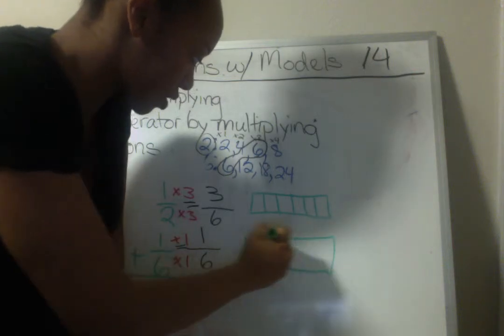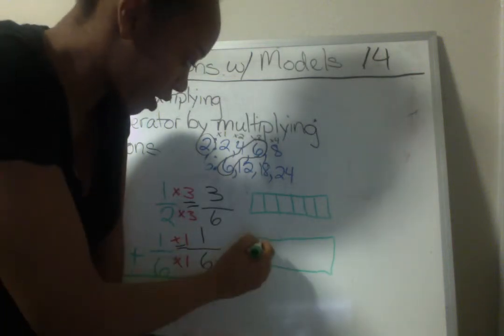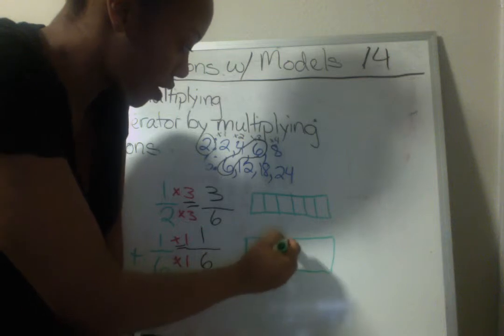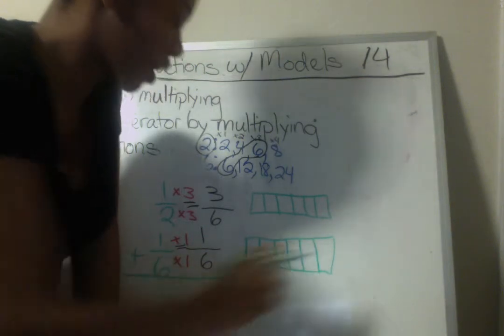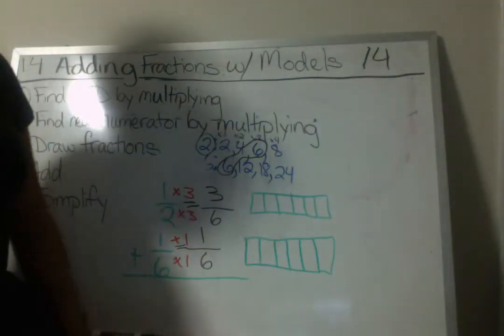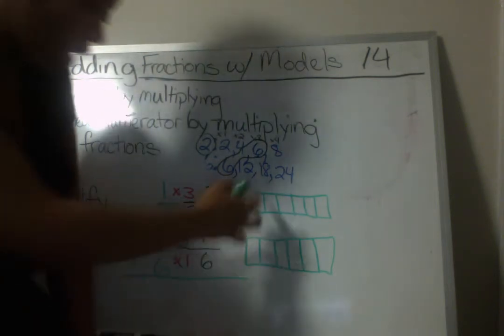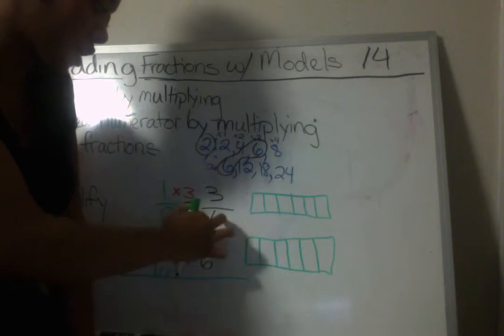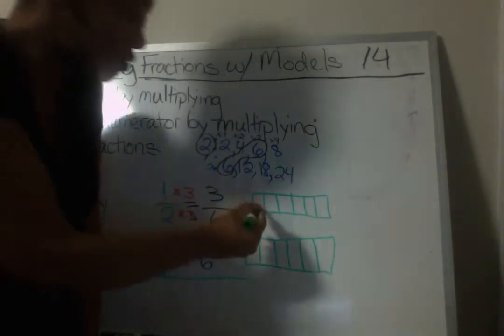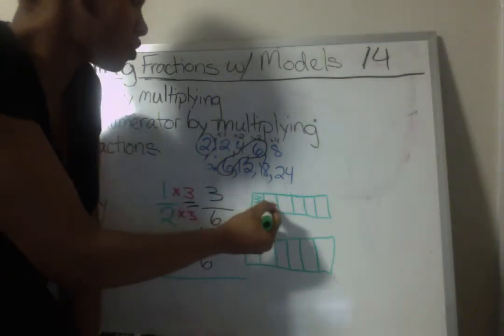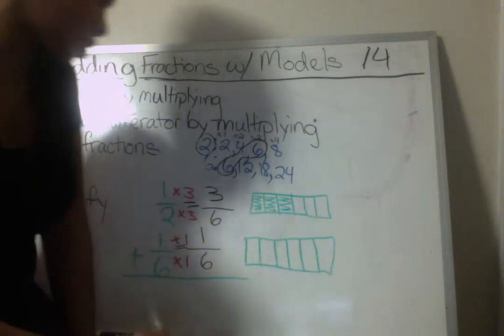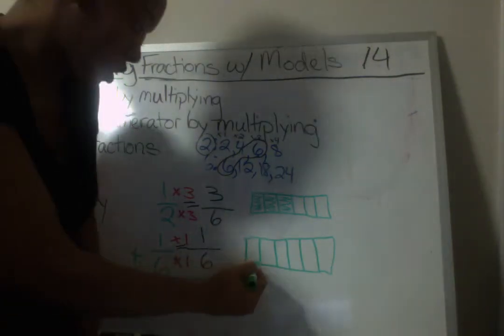My next one, my denominator was a 6. 1, 2, 3, 4, 5, 6. I'm going to show you this drawing in 2 ways. So on this one, if I've drawn out the whole denominator, I only need to shade in 3 of my 6. 1, 2, 3. And on this one, I'm only shading in 1.